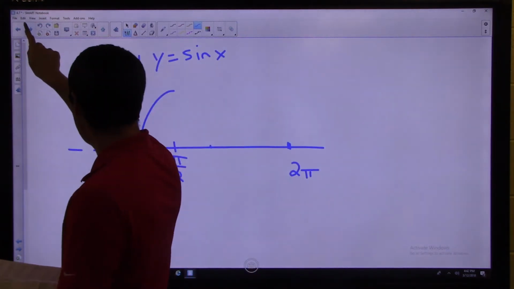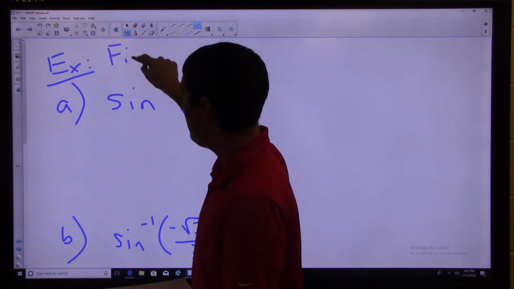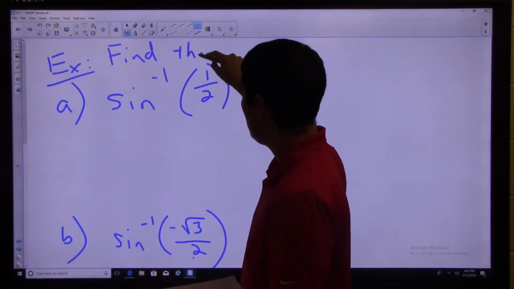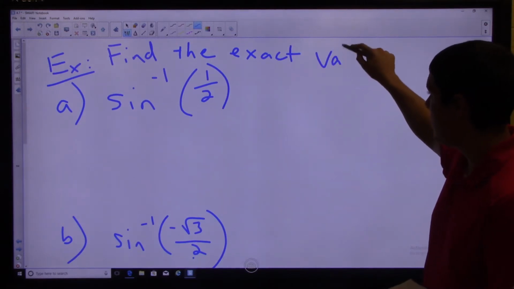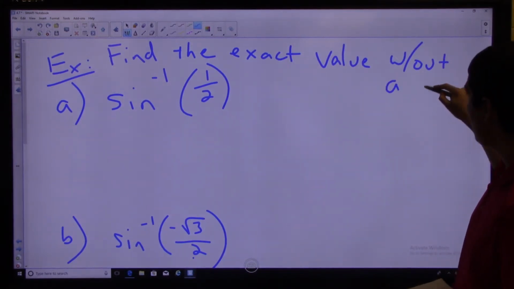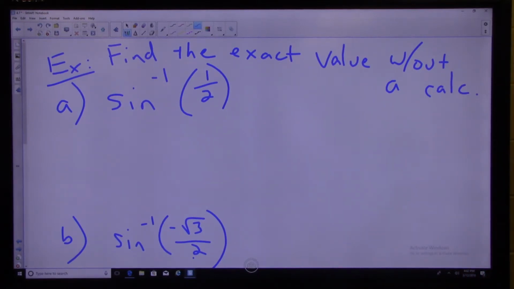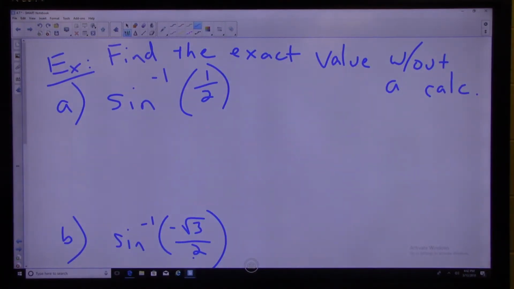Actually, let me look to see if I have this written already. Here we go. So find, the directions are to find the exact value without a calculator. Okay, use your unit circle to figure this out. So let's get started with part A here.